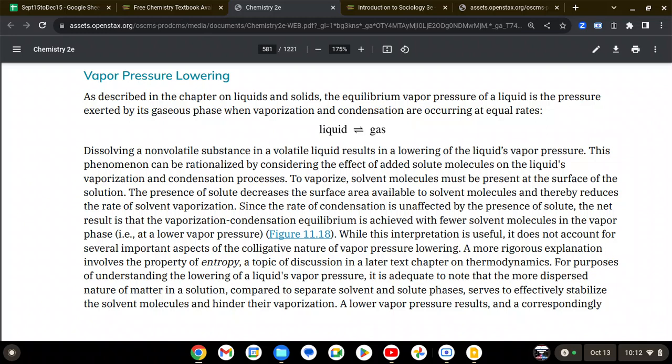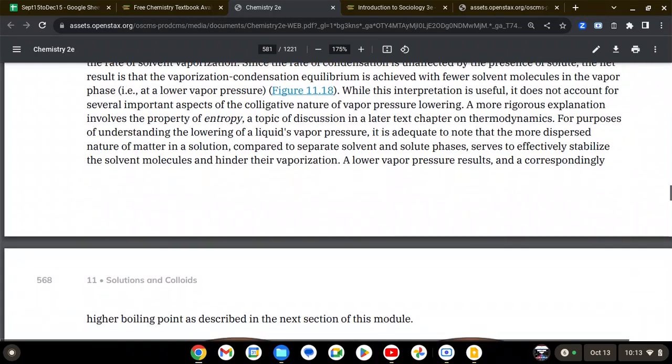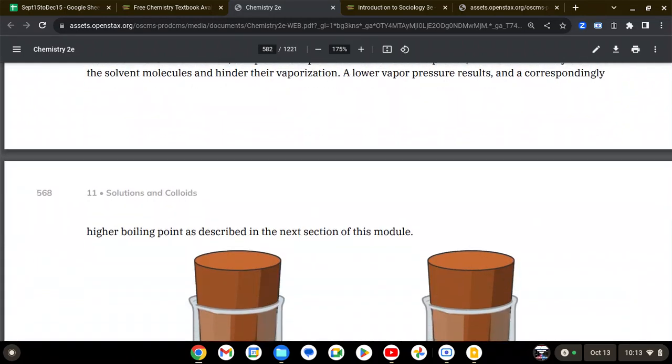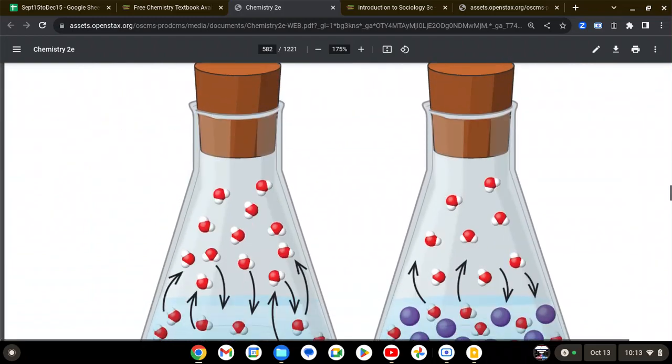While this interpretation is useful, it does not account for several important aspects of the colligative nature of vapor pressure lowering. A more rigorous explanation involves the property of entropy, a topic of discussion in a later text chapter on thermodynamics. For purposes of understanding the lowering of a liquid's vapor pressure, it is adequate to note that the more dispersed nature of matter in a solution, compared to separate solvent and solute phases, serves to effectively stabilize the solvent molecules and hinder their vaporization. A lower vapor pressure results in a correspondingly higher boiling point, as described in the next section of this module.